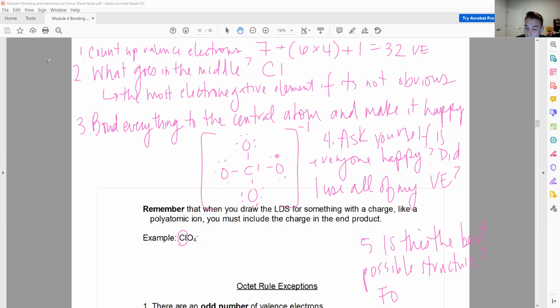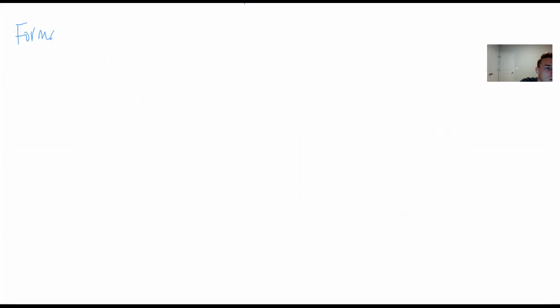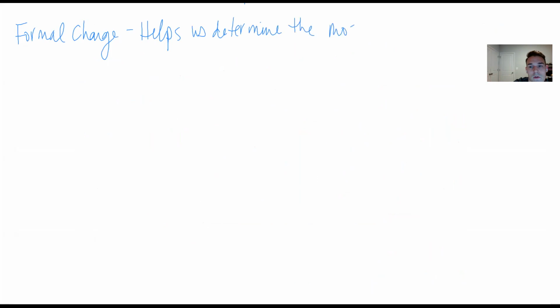In order to figure that out, we have to look at something called formal charge. Now, formal charge is not in these notes, so I'm going to go to a new piece of paper so we can talk about formal charge. So what is formal charge? It basically helps us determine the most correct Lewis dot structure. And there's an equation that we can solve for.